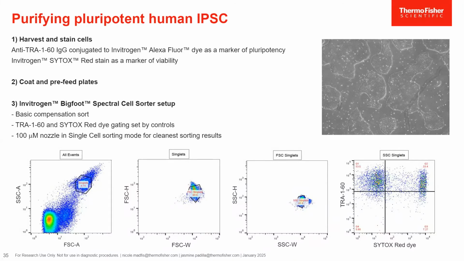We then used the Bigfoot spectral sorter in single cell sorting mode and compared the Tri-160 positive cells and CytPix negative populations. And you'll see there in the bottom plot, we're really just looking for that particular population. And so we compared this population pre and post sort using the CytPix.